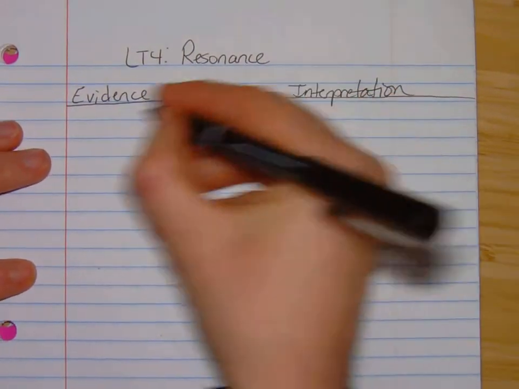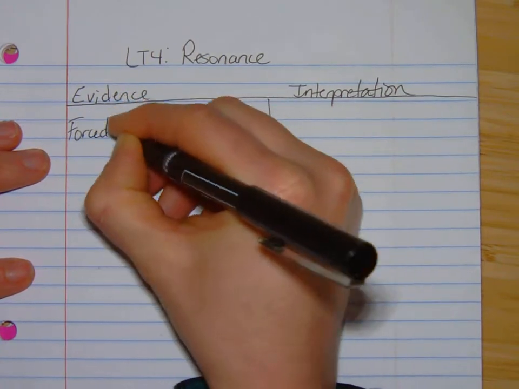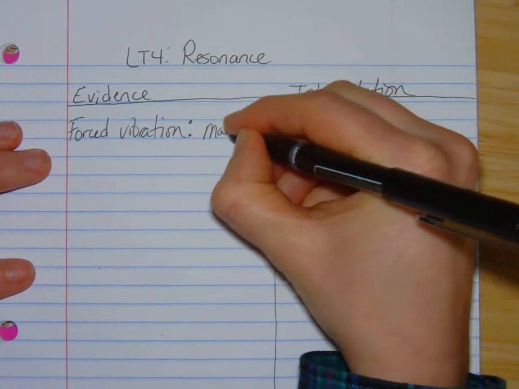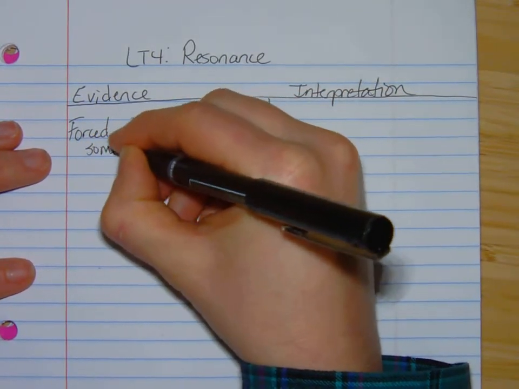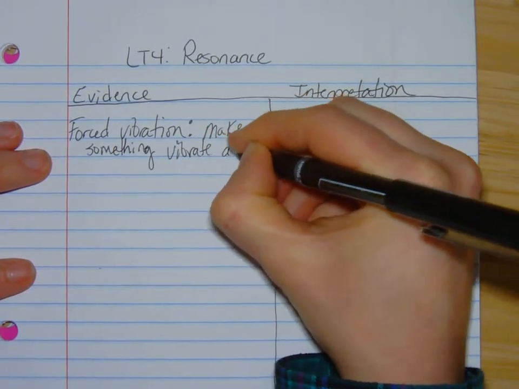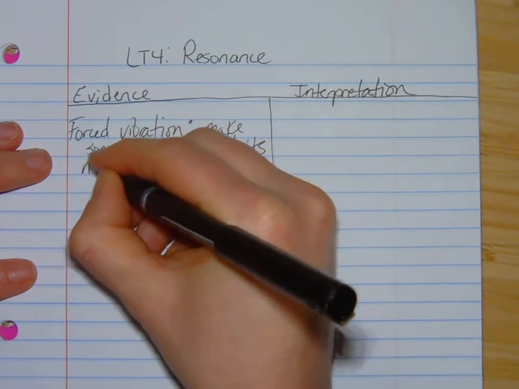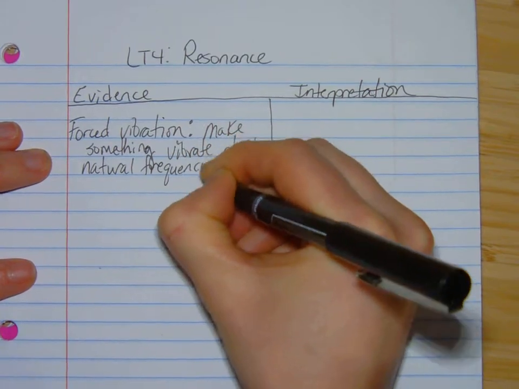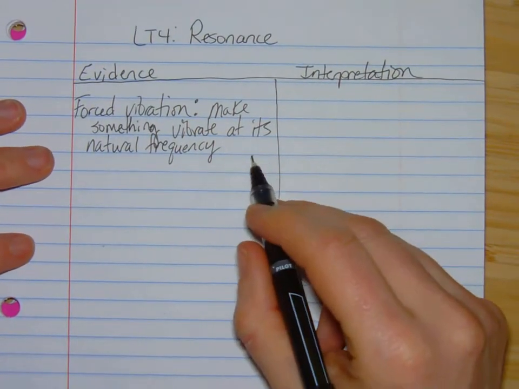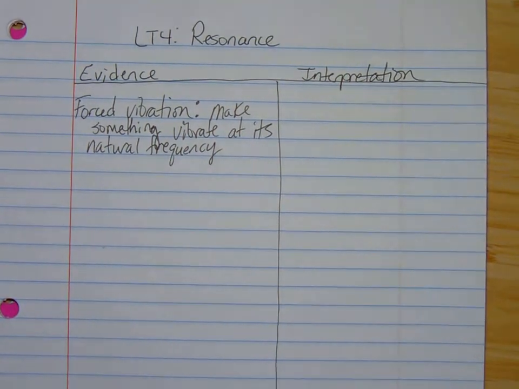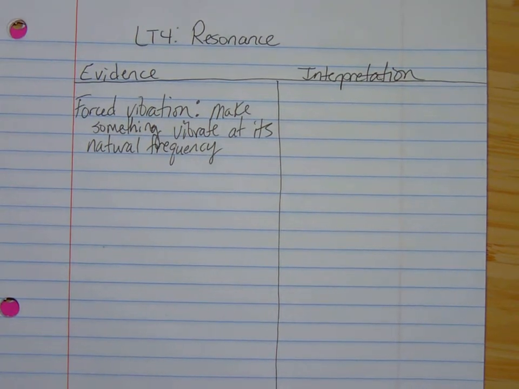So I'm going to start out with just the good old definition of forced vibration. This is when you make something vibrate at its natural frequency. Okay, you make something vibrate at its natural frequency. I would like to say that you just force it to vibrate at its natural frequency, but everybody knows that if you're going to define something, you should not use any version of that word in the definition.